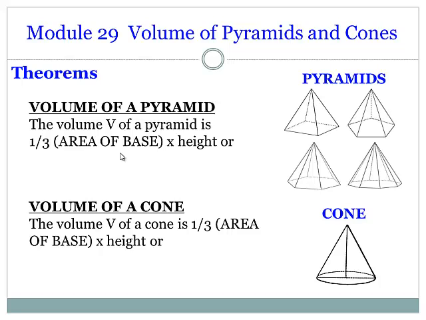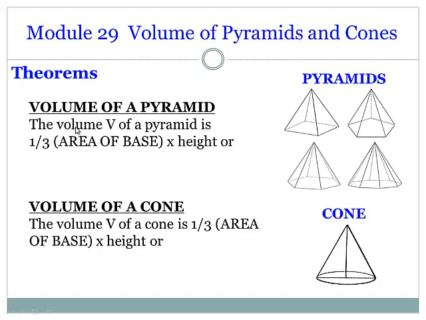This is Module 29, Volume of Pyramids and Cones. The thing I have to introduce is a formula that goes along with both of these figures. And the formula is 1/3 the area of the base times the height.